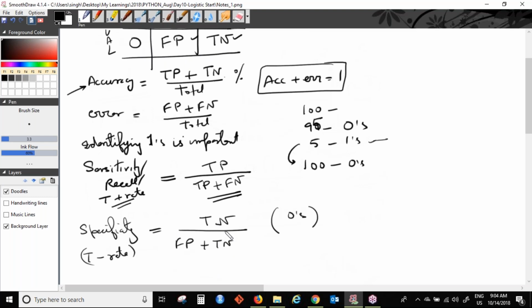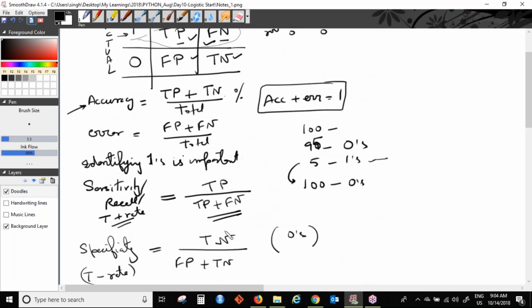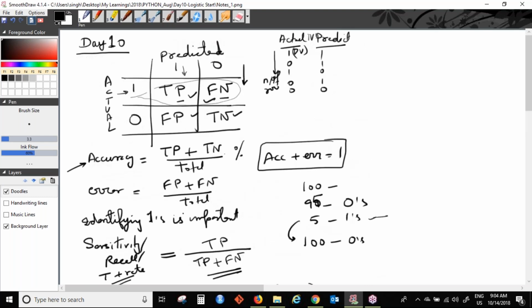And then finally we have one more parameter, which is precision. So what's the use of precision? Why do we use precision? Yes, anybody? First, tell me the formula for precision. What is the formula for precision?